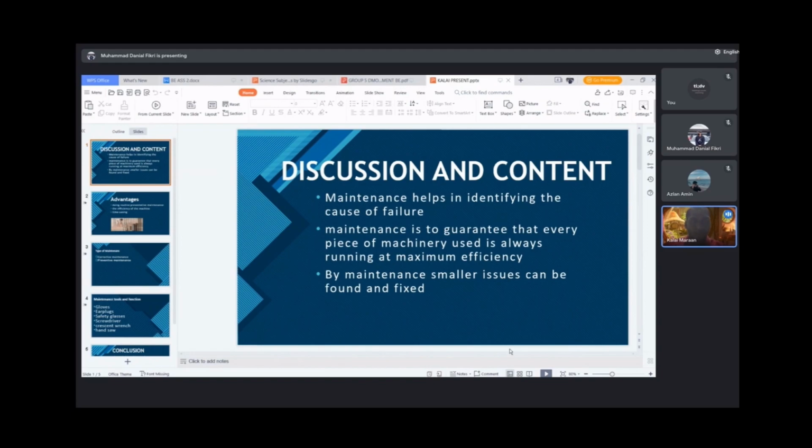Okay, the first point is maintenance helps in identifying the cause of failure. For example, whether the failure is due to a design defect or a wear failure. Next is maintenance guarantees that every piece of machinery used is always running at maximum efficiency. Next, by maintenance, smaller issues can be found and fixed. For example, problems that could grow into big issues and shut down a manufacturing line can be caught by doing quick daily inspection, cleaning, and small adjustment.